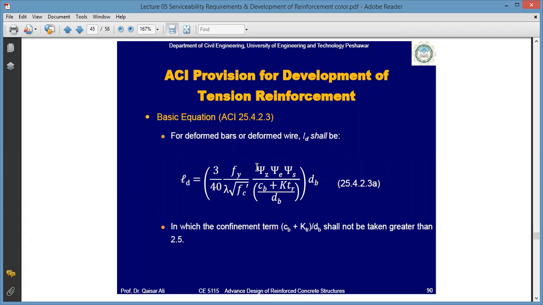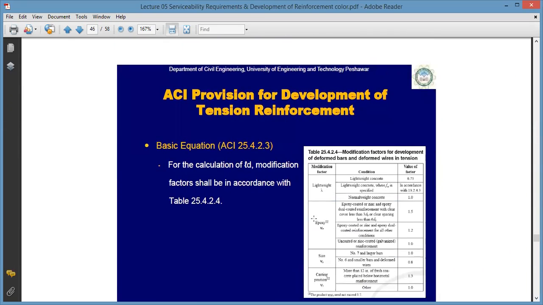Now these things are actually modification factors, and the values are given here in this table, Table 25.4.2.4, modification factor for development of deformed bars and deformed wires in tension. So for lightweight concrete, we have to take lambda equal to 0.75, for lightweight concrete where fct is specified. So these are the factor values.